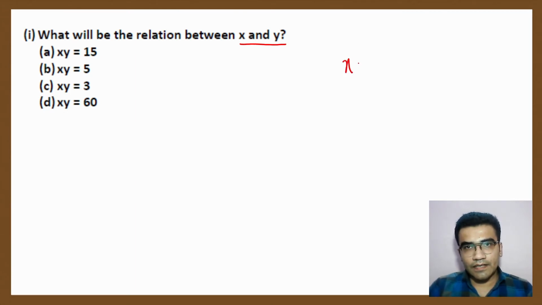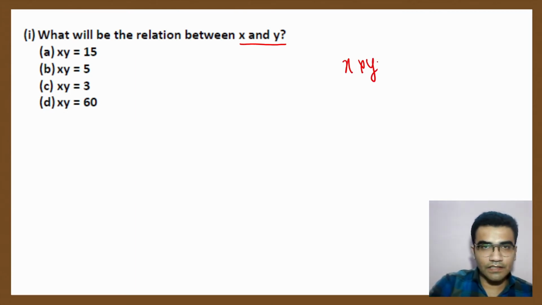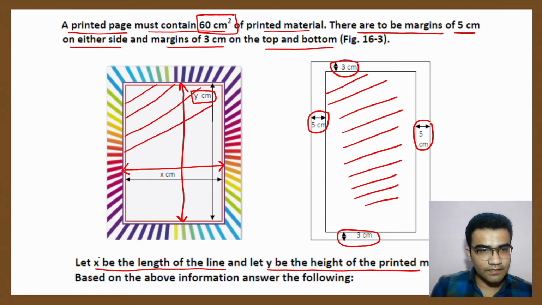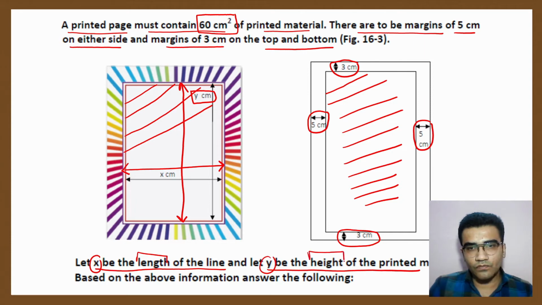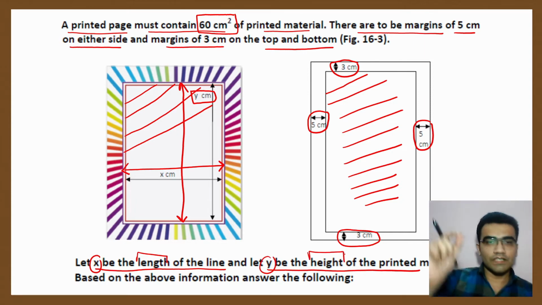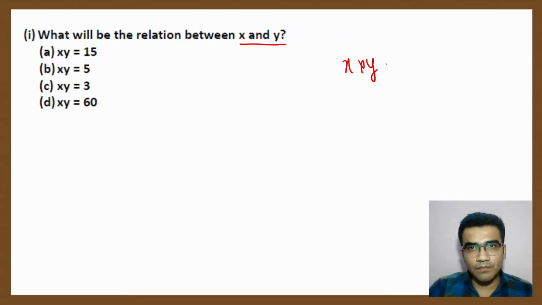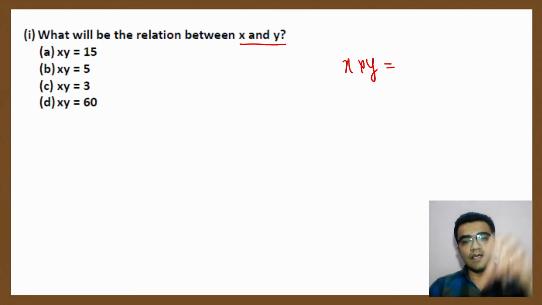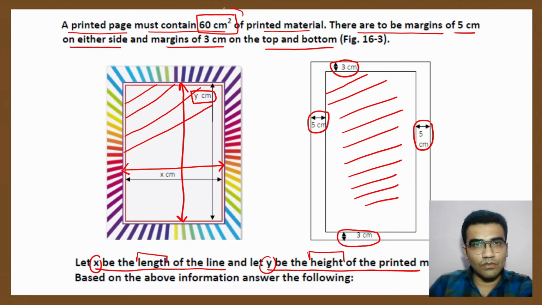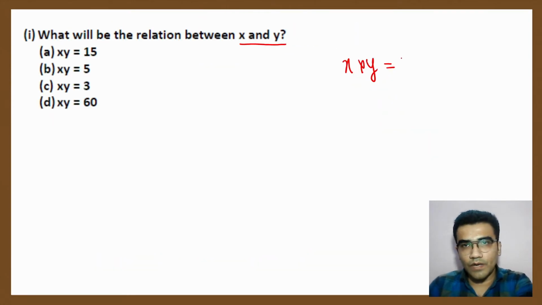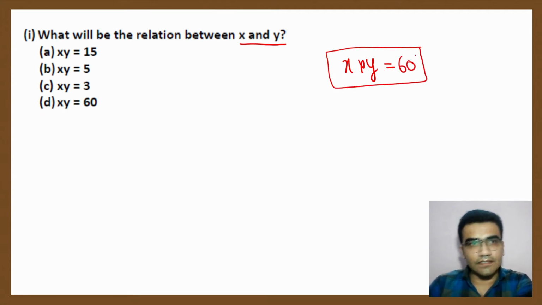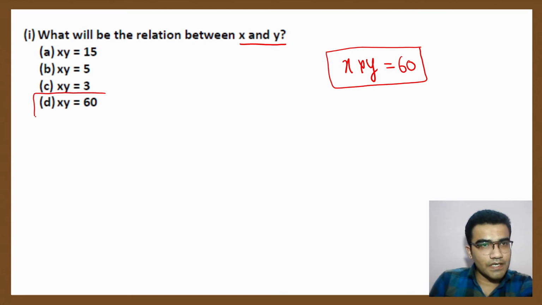We write here x multiplied by y, because in this question it says x is the length of the line and y is the height of the printed material. We assume this height is the width of the rectangular region, so x multiplied by y is equal to the area given to us, and the area given to us is 60 centimeter square. So x multiplied by y is equal to 60. This is the relation between x and y. So our answer will be option D, x multiplied by y is equal to 60.